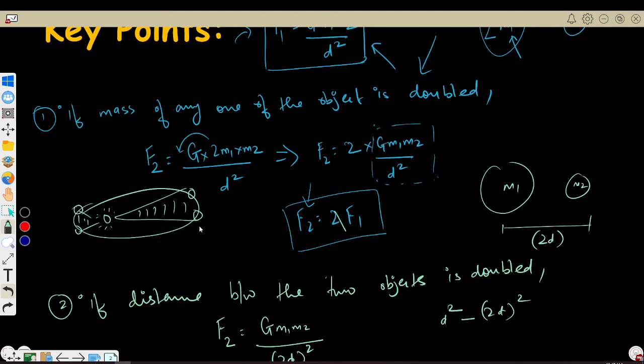So I said that if the planet is at the far end, it will move slower, and if the planet is at the near point, it is said that it is moving at a faster rate. Now I said that I will explain this topic when we discuss Newton's law. So we'll just discuss this.